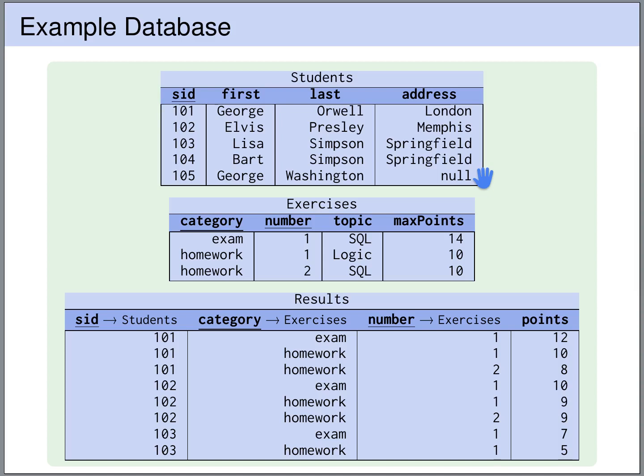The results table has columns SID, which is a foreign key referencing the students table. So this tells what student has obtained the particular result. It has columns category and number, which refer to the exercises table. So category and number together uniquely identify the exercise. And we have a column points that tells how many points a student has obtained for the particular exercise.